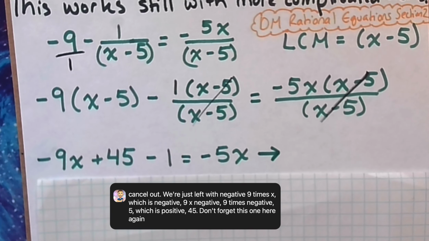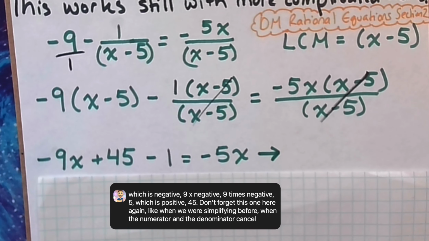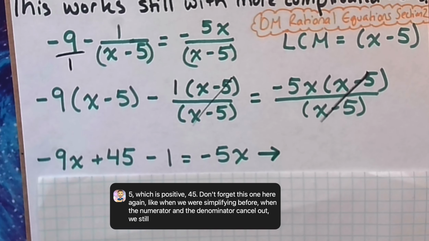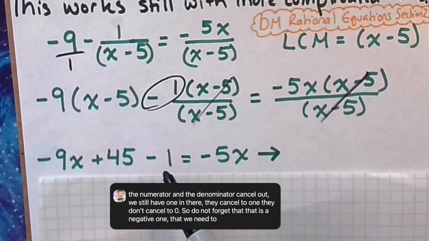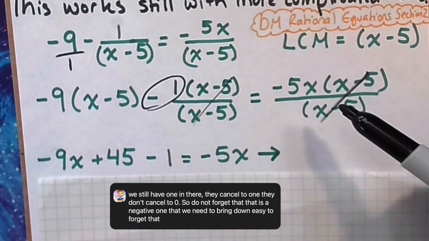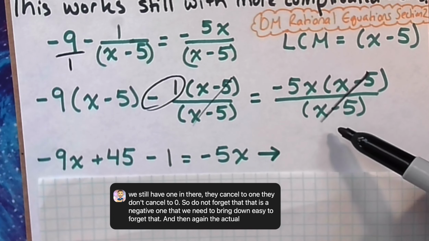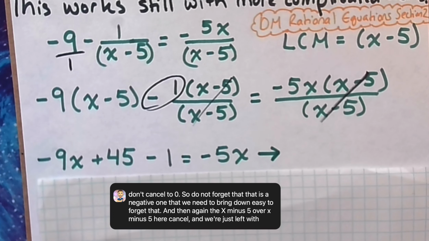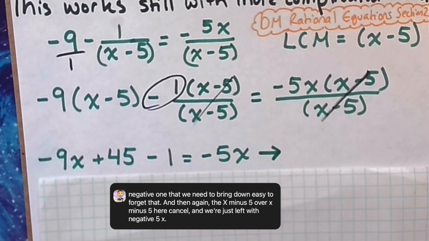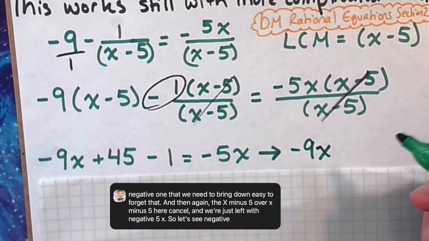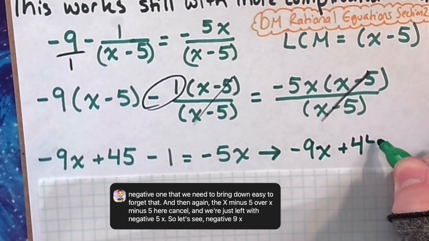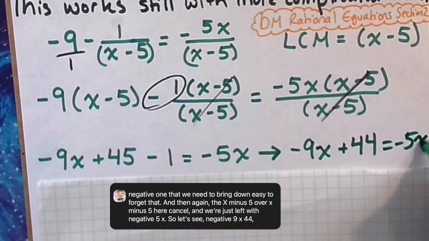Again, like when we were simplifying before, when the numerator and the denominator cancel out, we still have 1 in there. They cancel to 1. They don't cancel to 0. So do not forget that that is a negative 1 that we need to bring down. It's easy to forget that. And then again, the x minus 5 over x minus 5 here cancel, and we're just left with negative 5x. So let's see. Negative 9x plus 44 equals negative 5x.